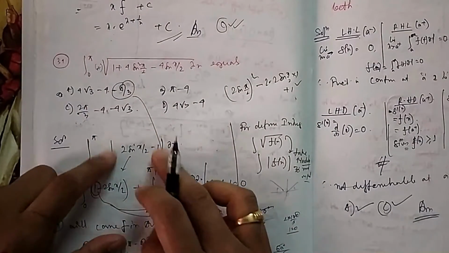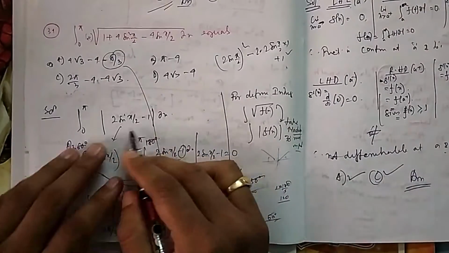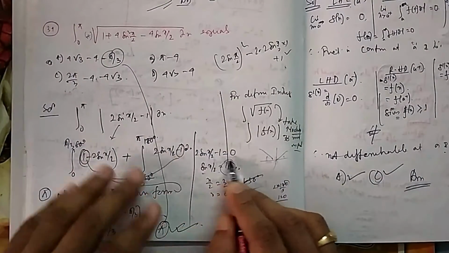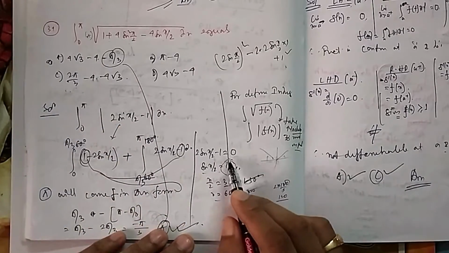So you consider that like a mod here, and you try to integrate. Now you know when this will be negative. So if you see when it is 0, when it is greater than 0 or less than 0. So if x is equal to 60 degree, then it is 0.